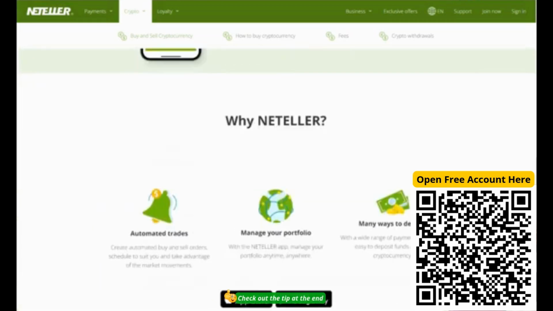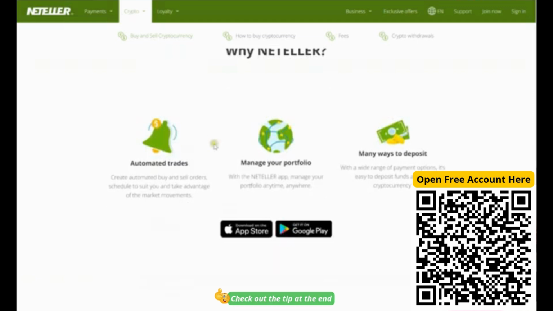You can also define alerts in order to get notifications if, for example, Bitcoin reaches a specific price, or you can manage your portfolio, and you can even request a withdrawal of those cryptocurrencies to a specific private wallet or another exchange.